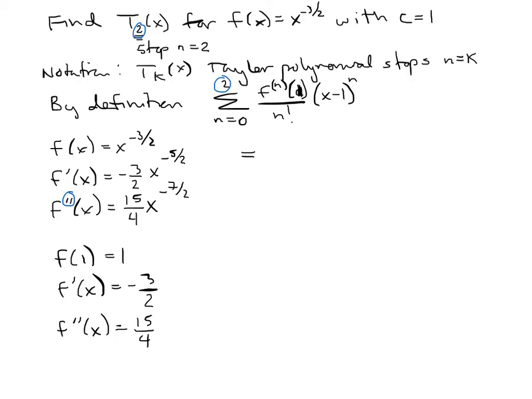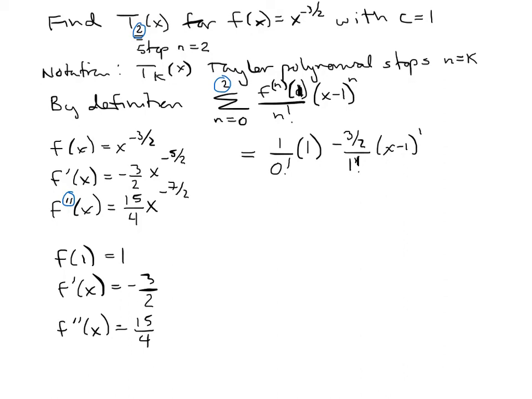Okay, so now I can just plug into this formula. I plug in 0. The 0th derivative is the function, and the function at 1 was 1, divided by 0 factorial, which is 1, and then x minus 1 to the n is just going to be 1. So I'll end up with 1 for that first term. The second term, the derivative was negative 3/2, divided by 1 factorial, so that will just be negative 3/2 times x minus 1 to the first.